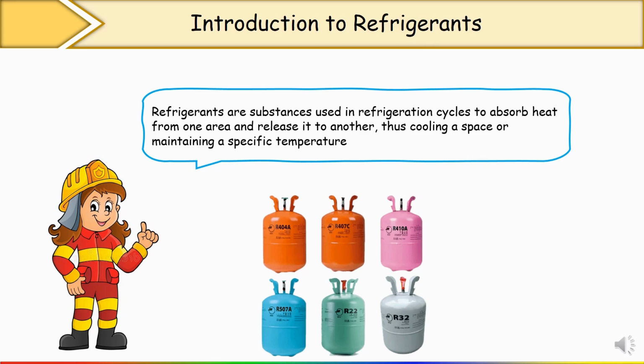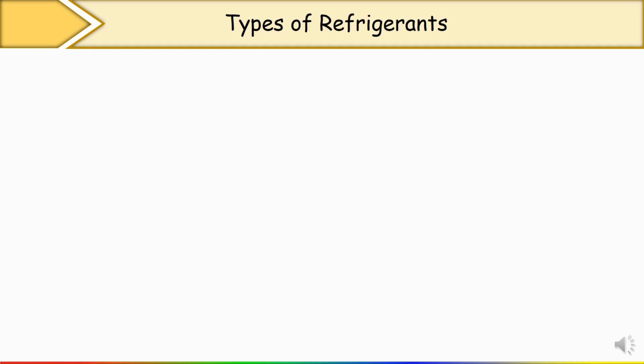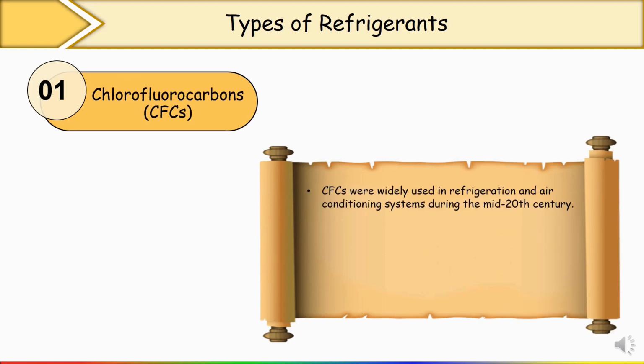Okay. Now here we'll discuss the types of refrigerant. Remember, refrigerants are categorized based on their chemical composition, environmental impact and application. There are different types of refrigerants, like chlorofluorocarbons, then hydrochlorofluorocarbons, hydrofluorocarbons. So all of that we'll discuss one by one. The first one is chlorofluorocarbon, in short CFC. So what is this? Try to understand.